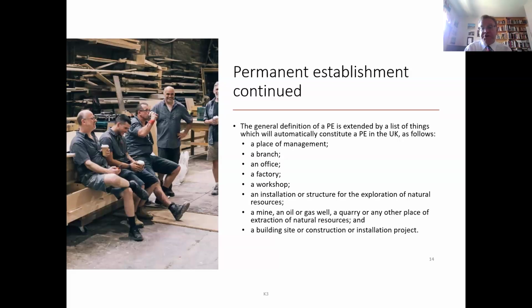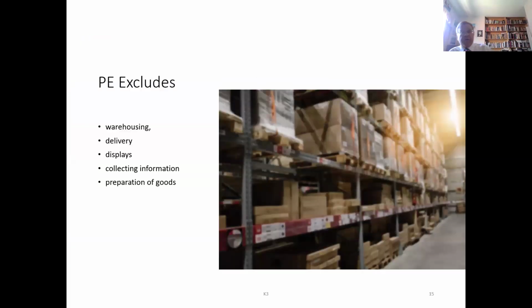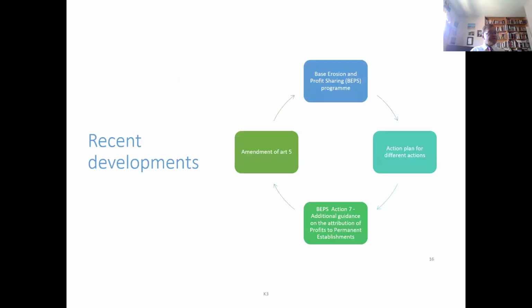A branch, an office, a factory, a workshop, all of those sorts of elements, and a building site or construction or installation project. And all of those potentially create a permanent establishment. As I said, a warehouse PE could exclude warehousing, delivery, displays, collecting information and preparation of goods. But as I say, the tax authorities are looking to restrict the carve-outs because they think they have been exploited by certain multinational organizations.